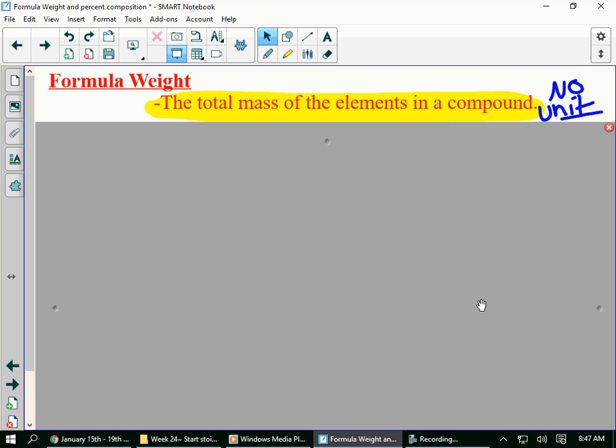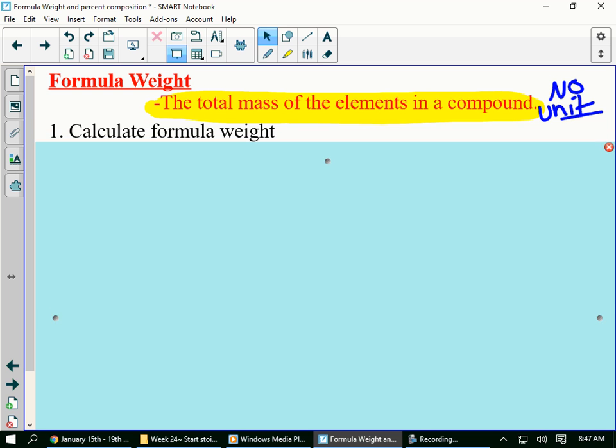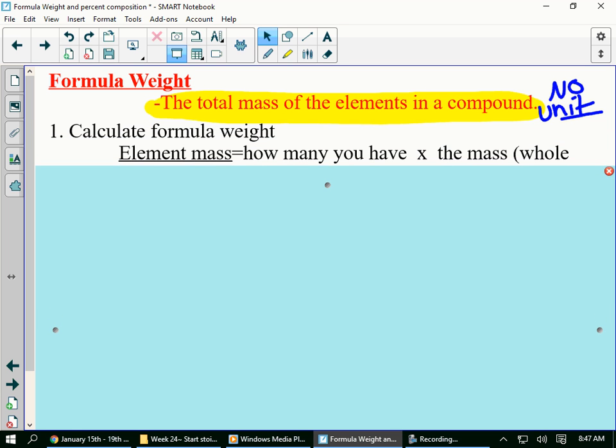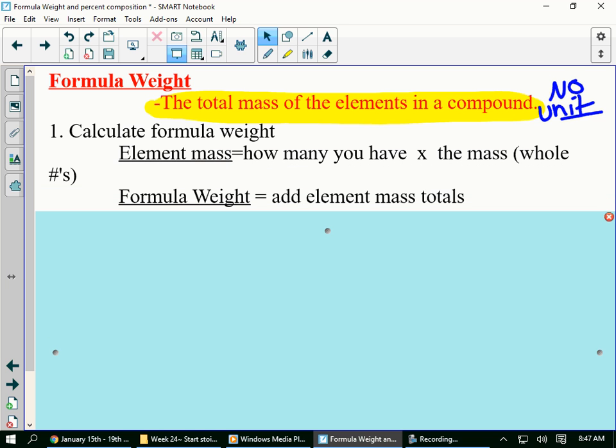I wouldn't write anything else down until I give you a moment here. What you're going to do to calculate the formula weight is take the elemental mass, which is just how many you have of each, times the mass. And we're going to use whole numbers off the periodic table. And then you're going to add them all up for the formula weight. So what I would write is a little example for yourself. So let's write example, water, H2O.